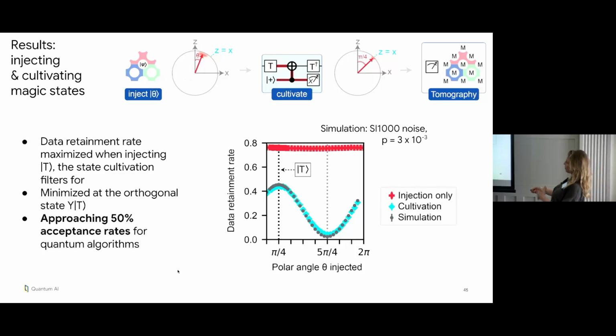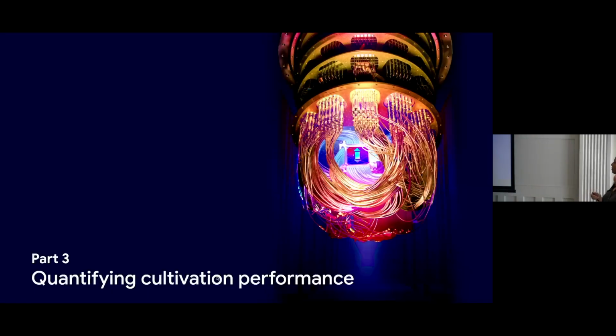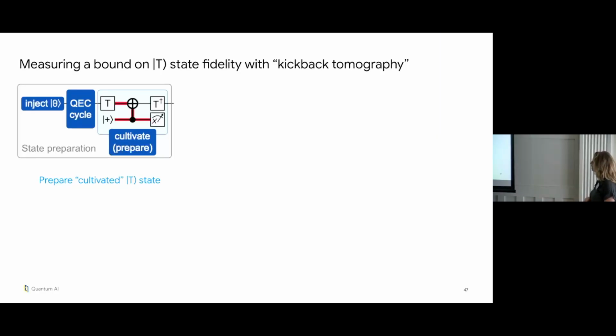And so, okay, now for application relevance. This is the kind of circuit where you would be running state injection and then cultivation, and then filtering at the cultivation step, but only running cultivation once at distance 3. In this case, we get about 50% acceptance rates for quantum algorithms. Okay, so now we want to quantify our T-state fidelity. How well are we doing? How far do we have to go in order to get application relevance? And that's what I'll discuss here.